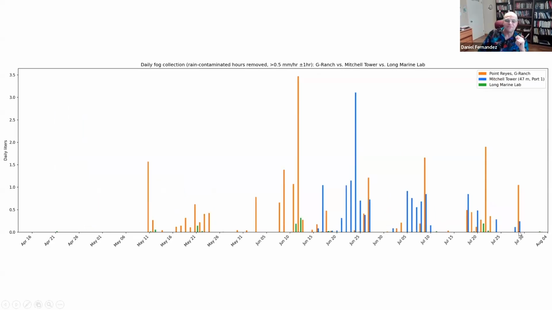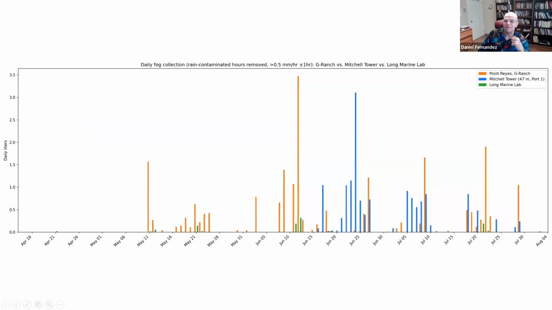These are data from 3 different sites that I thought I'd show you. The green one is the photo I showed you, the very first photo I showed you a few minutes ago, of myself and my colleague Sarah at Long Marine Lab. And these are the data from the Long Marine Lab Santa Cruz fog collector, in green. You may say, well, that's not very much. What's going on here? And that's true.